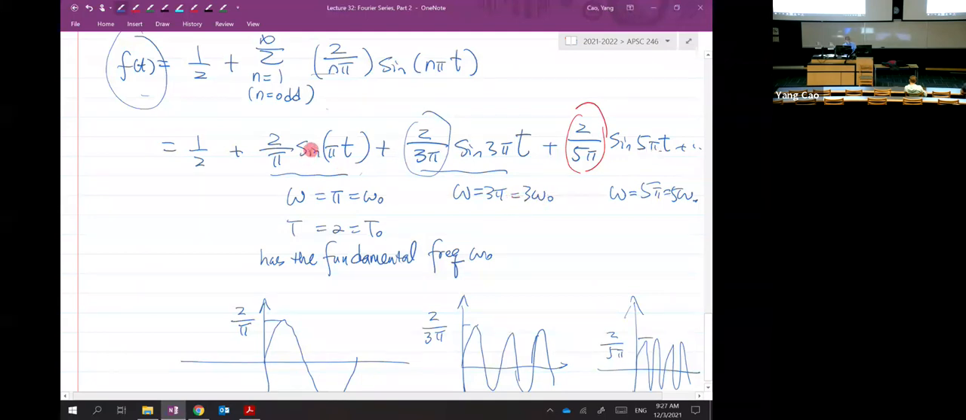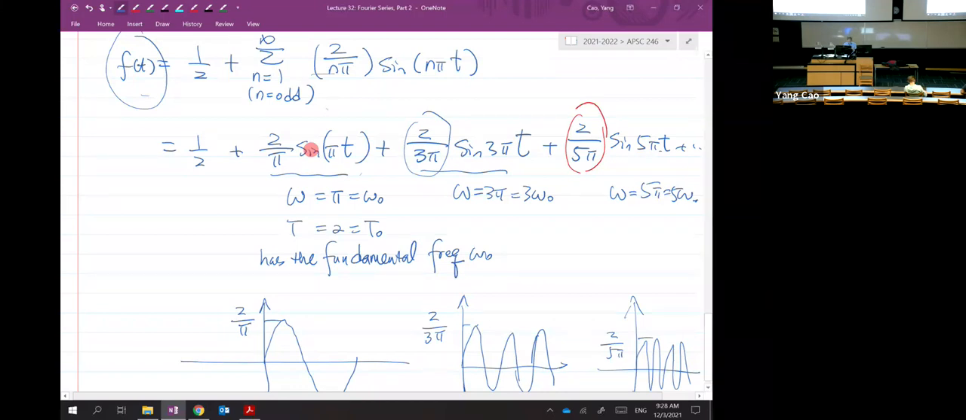So that's basically what Fourier series is all about. It tells you a periodic function consists of an infinite number of sine and cosine terms that are associated with the fundamental frequency of your original periodic function.